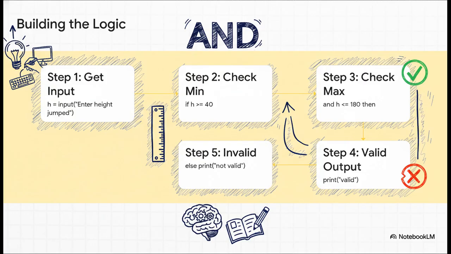All right, let's build this thing piece by piece using that checklist we just made. Step 1, get the input from the user. Easy enough. Now, steps 2 and 3 are the real heart of our validation. We need to check if the height, h, is greater than or equal to 40, and at the same time, if h is less than or equal to 180. That and is so important. Both things have to be true. And then, based on that one check, we get to our outputs. Print valid if it passes, or not valid if it fails.